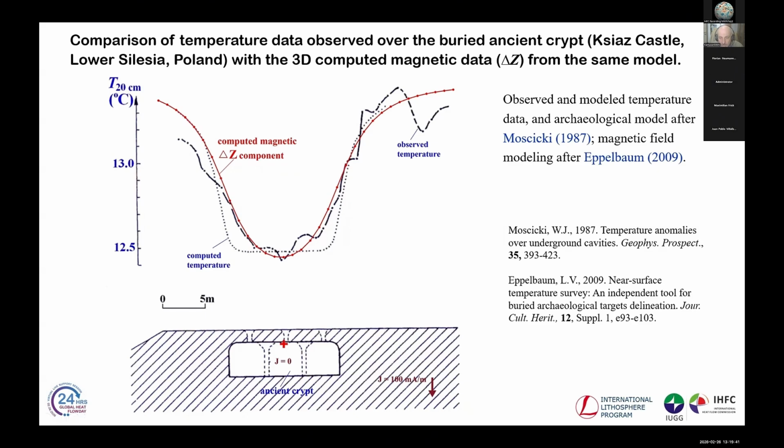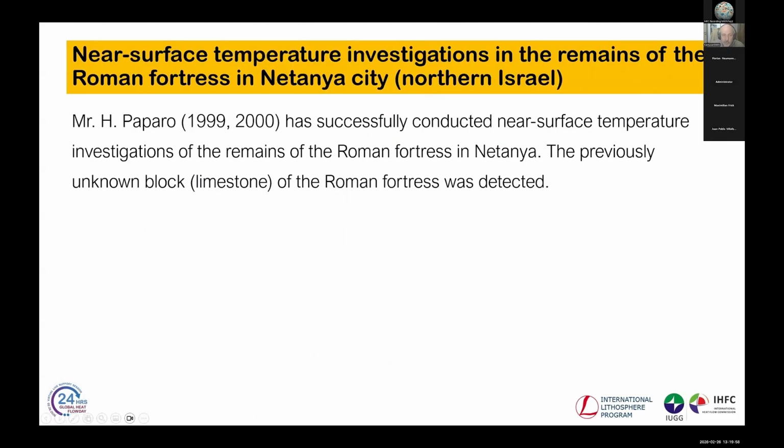You know, of course, that Carslaw and Jaeger in their classic book note that the calculation of the temperature field exactly coincides with that of the magnetic field. Also, Mr. Paparo has successfully conducted near-surface temperature investigation in the remains of the Roman fortress in Netanya city in northern Israel. A previously unknown block made from limestone of the Roman fortress was detected. Unfortunately, I do not have permission to present this data.